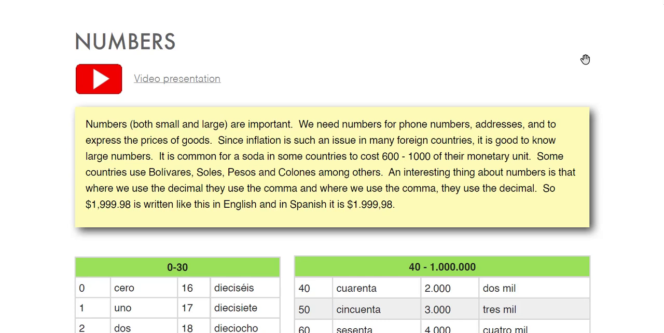An interesting thing about numbers is that where we use the decimal, they use the comma, and where we use the comma, they use the decimal. So, 1,999 and 98 cents is written like this in English, and in Spanish it looks like this, 1.999 comma 98. So be aware of some of those differences, and the importance of big numbers.